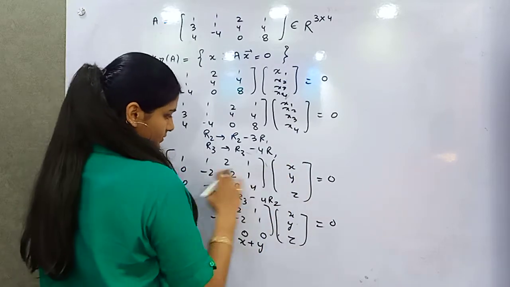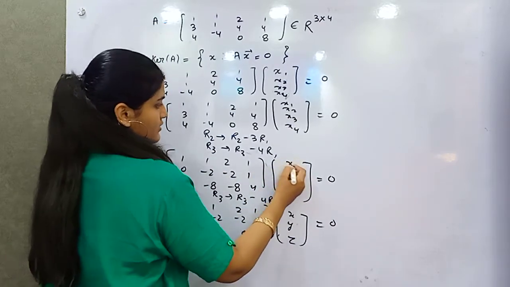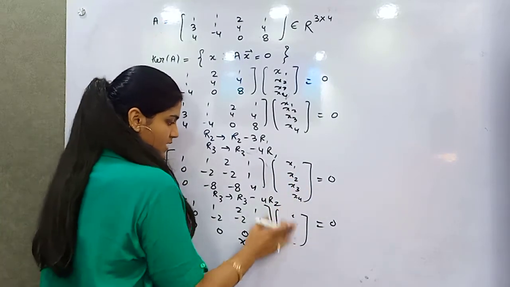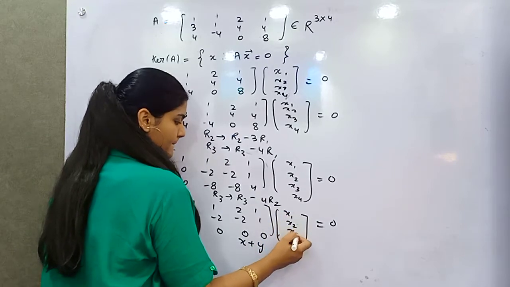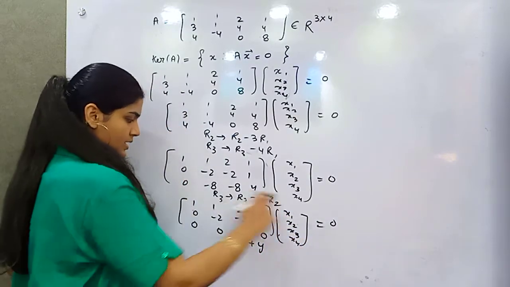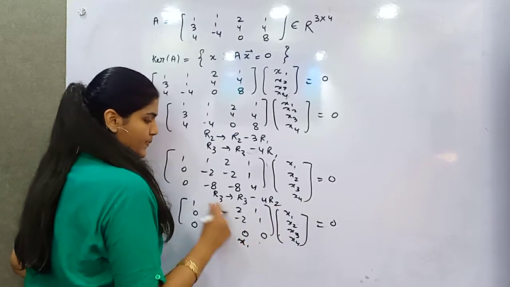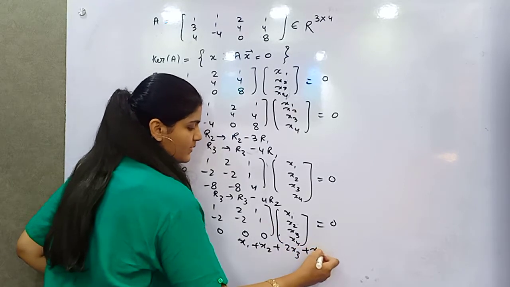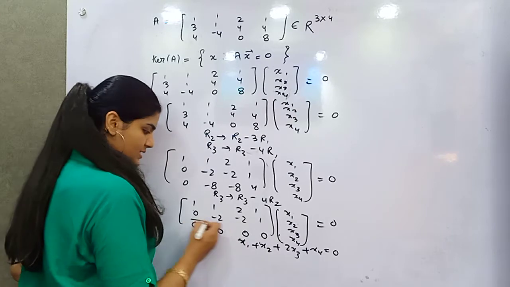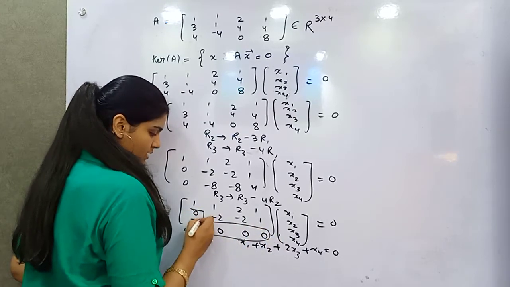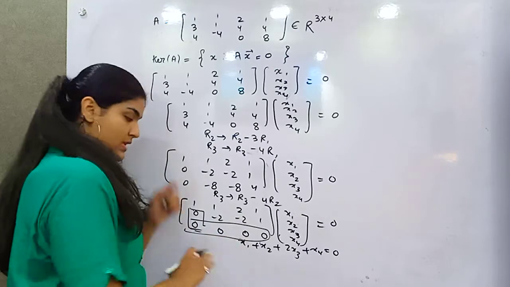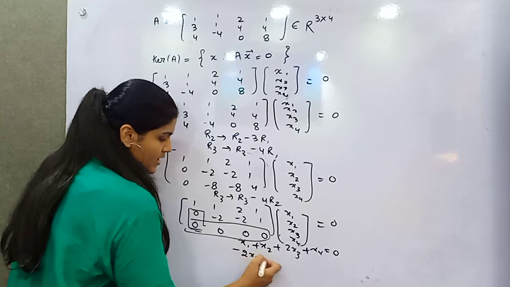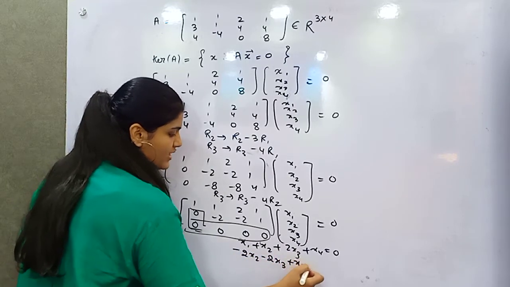Thereafter, x1, x2, x3, x4, and here as well. So here x1 plus x2 plus 2x3 plus x4 equals 0, right? Thereafter, because these are all null spaces, you need to cover only these things. So minus 2x2 minus 2x3 plus x4 equals 0.